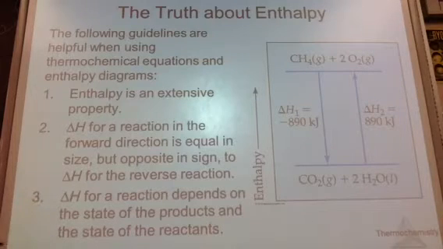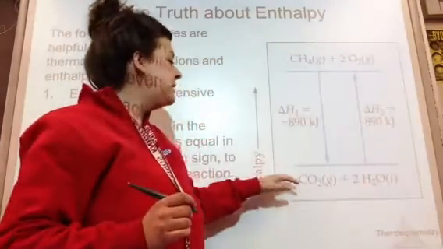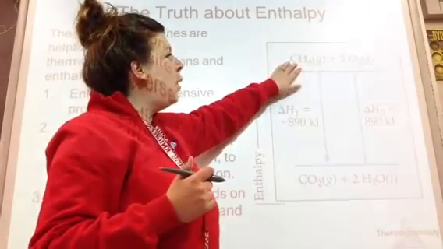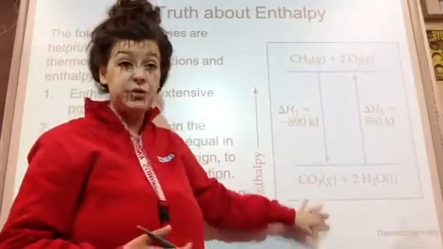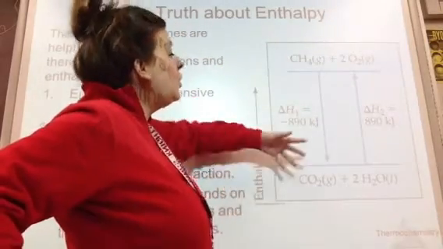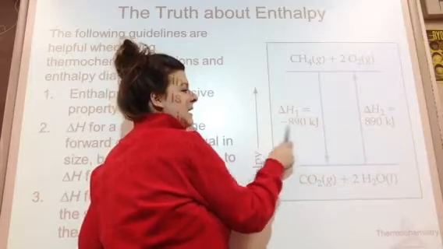Number one, enthalpy is an extensive property. The magnitude of my change in enthalpy is going to be proportional to the amount of reactant that's consumed in the process. What I mean by that is, in my enthalpy diagram here, I have CH4 plus 2 O2 yielding CO2 plus 2 water molecules. If I burn 1 mole of methane gas in this combustion reaction, it could release 890 kilojoules of heat. So I could get a change in enthalpy of negative 890 kilojoules.